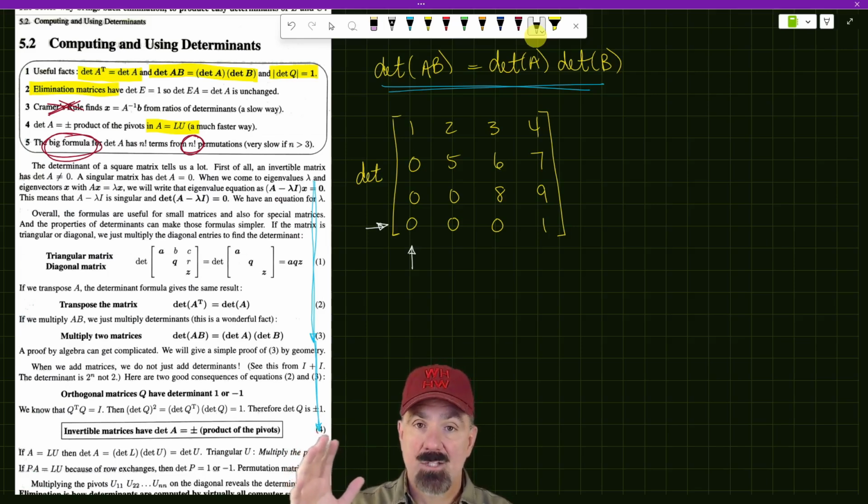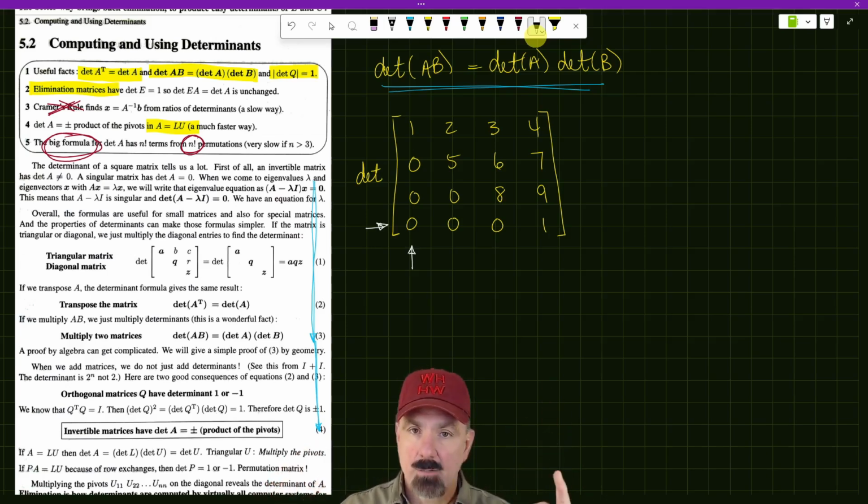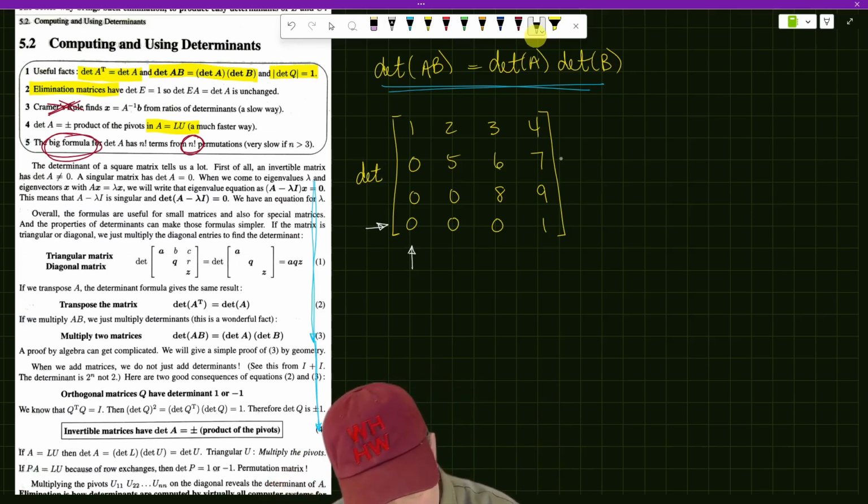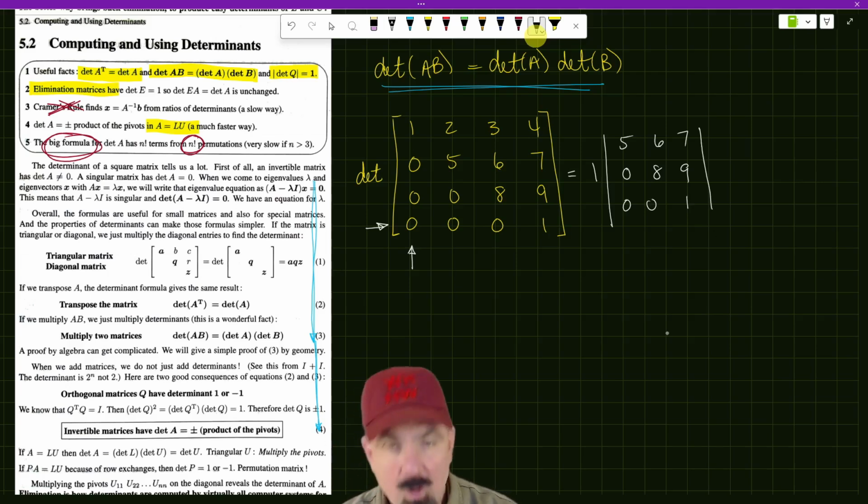It's important that it has 3 zeros. So it doesn't matter which one. I'm going to use the first column just because it'll make it a little bit more systematic. But remember what this is equal to. This is going to be equal to 1 times the determinant of the 5, 6, 7, 0, 8, 9, 0, 0, 1 matrix.